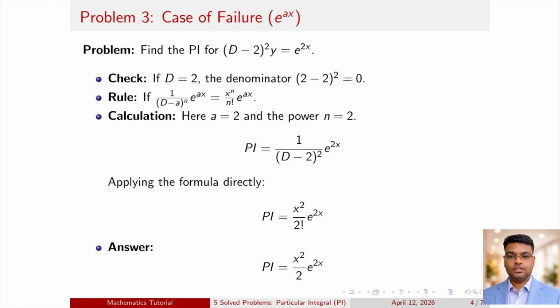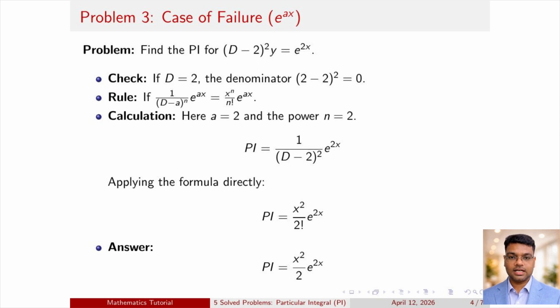To find the particular integral for D minus 2 whole squared applied to y is equal to e power 2x. First observe that if D is equal to 2, then the denominator becomes 0. So this is a failure case and we use the rule: 1 divided by D minus a whole power n applied to e power ax is equal to x power n divided by factorial n multiplied by e power ax. Here a is equal to 2 and n is equal to 2.